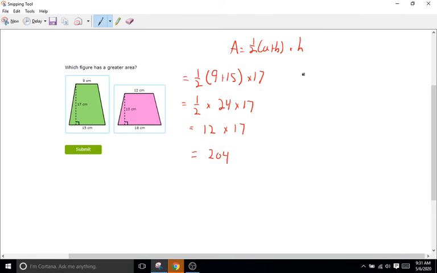Okay, now let's do our second one. So we have 1/2 and then A plus B, so it's going to be 12 plus 18, and then multiplied by 13. Okay, and then we're going to go down. 1/2 times 18 plus 12 is going to be 30 times 13. Okay, and then I'm going to take half of 30, so it's going to be 15 times 13. Okay, 15 times 13, I believe, is 195.